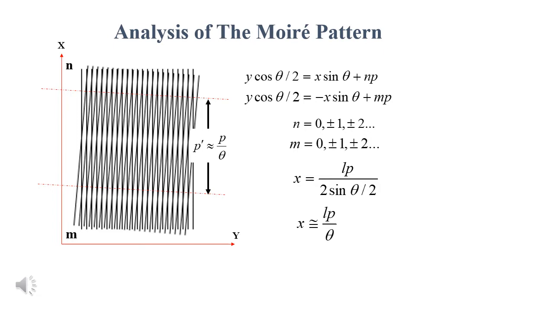And here L is given by 2x sin(theta/2) by p, and x is given by Lp by 2 sin(theta/2). For a small value of theta, let us consider sin theta is equal to theta. In optical metrology, x is almost equal to Lp by theta, because when we consider sin theta is equal to theta in the above equation, x is equal to Lp by 2 sin(theta/2), we get x is equal to Lp by theta. Namely, this equation represents a set of straight lines perpendicular to the x-axis whose spacing is theta inverse times the pitch of the original gratings.